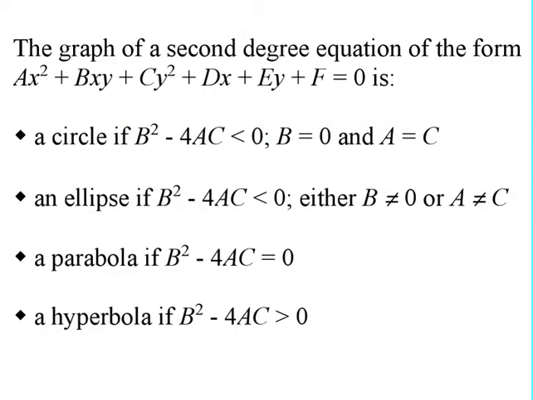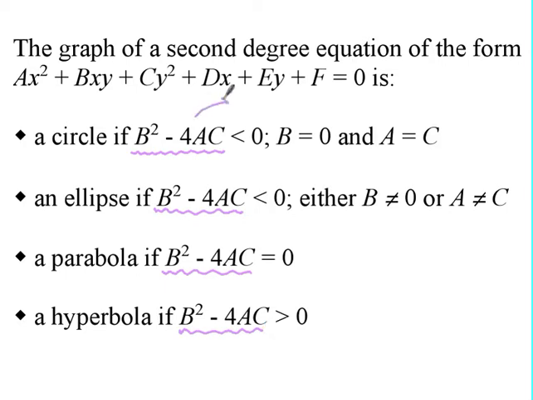We've got one problem like this. The graph of a second degree equation of the form. If you want to look at this, it's in your book. It tells you if b squared minus 4ac is less than 0. A little bit of terminology: does anybody remember what b squared minus 4ac is called? It's in the quadratic formula. It's got a special name.